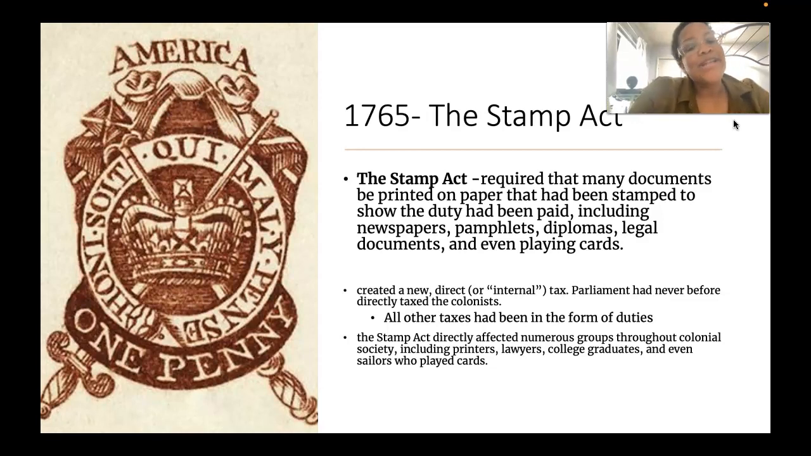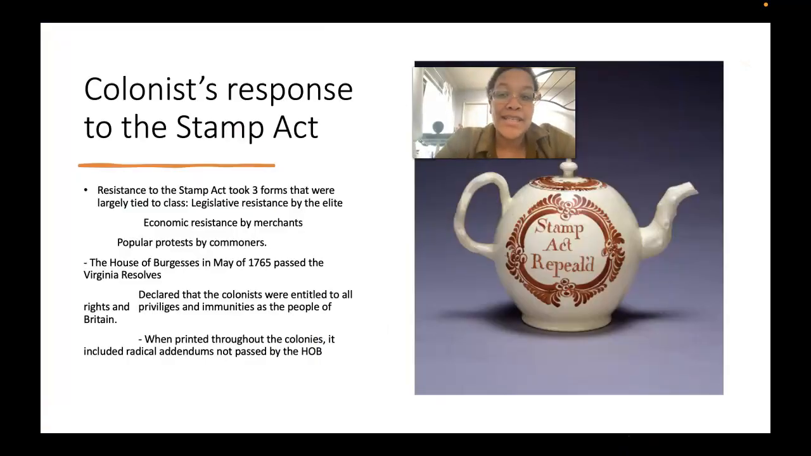The Stamp Act directly impacted numerous groups, far more than the Sugar Act, and it impacted people like printers, lawyers, college graduates, and even card-playing sailors. And because the Stamp Act impacted so many people, it inspired a large range of protest.